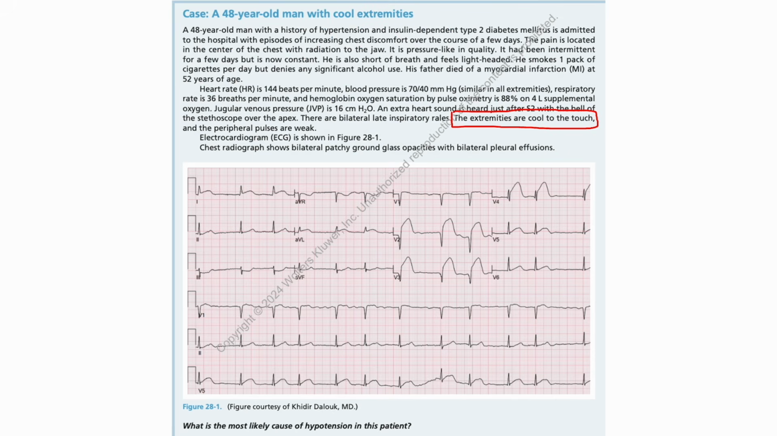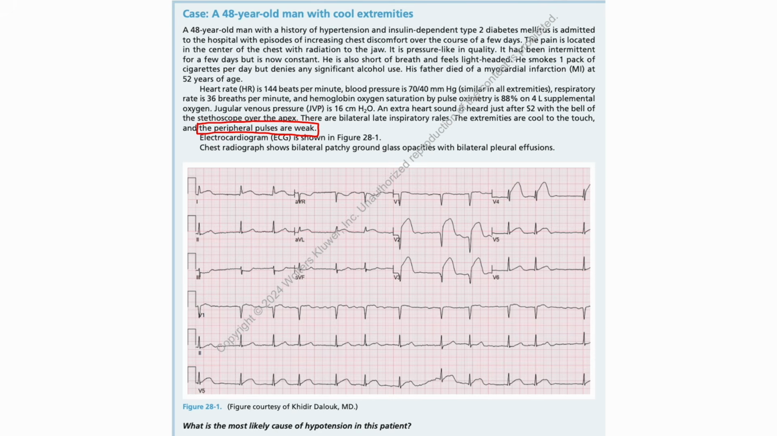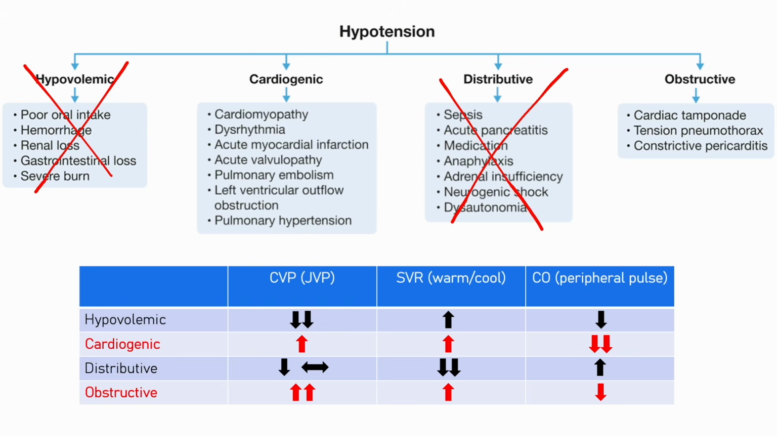Now let's look at systemic vascular resistance. His extremities are cool to the touch, suggesting vasoconstriction and a high SVR. That makes distributive shock unlikely, since those patients are typically warm and vasodilated. Now let's consider cardiac output. He's hypotensive, tachycardic, lightheaded, and has weak peripheral pulses, all consistent with low forward flow. So putting this together, we have high filling pressures, high SVR, and low cardiac output. That narrows us to either cardiogenic or obstructive hypotension.